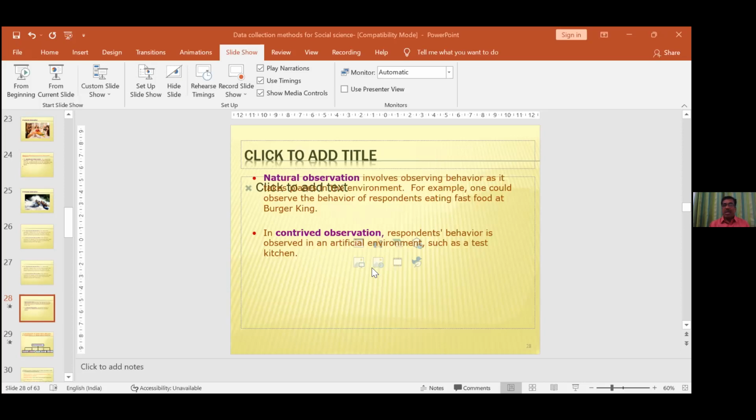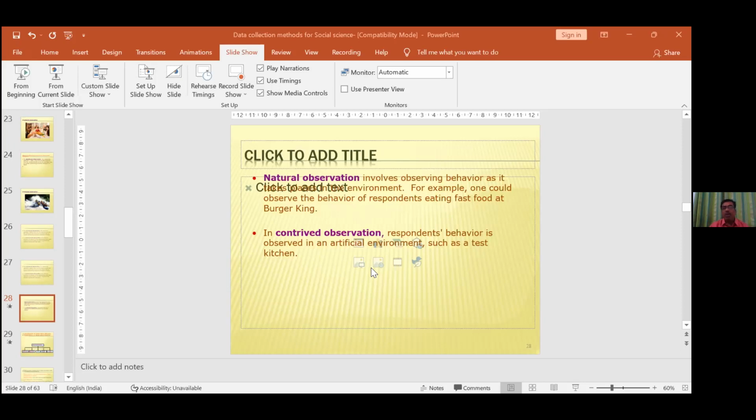Based on the virtual situations, you may ask the respondents to behave or to take some decisions. Normally this technique is used in qualitative data. For example, I am the researcher and I would like to do research on behavioral finance. My intention is to know the spending pattern of the customer, of the investors, of the general public.